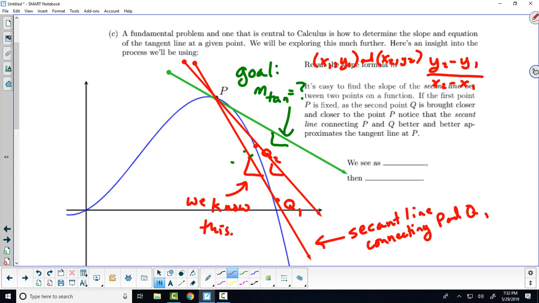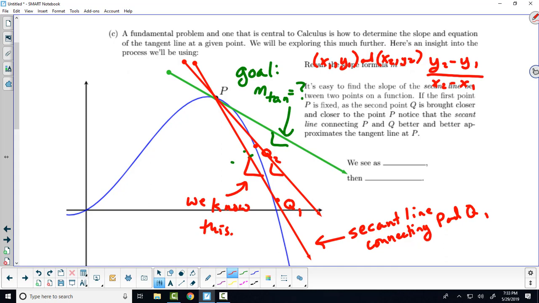We can find that slope right there, right? Using the same procedure. Now, how does the slope of this red line, the secant line, in fact, let's all say that together. The secant line connecting P and Q2. All together? The secant line connecting P and Q2. Beautiful. Okay? Practice saying math aloud, folks. It's really helpful to say math aloud. The slope of the secant line connecting P and Q2 is closer to the slope of the tangent line than the slope of the original secant line that we found, right?